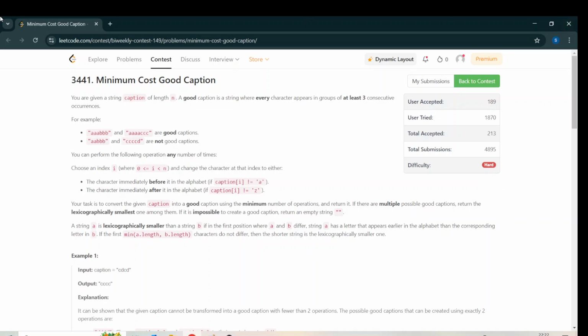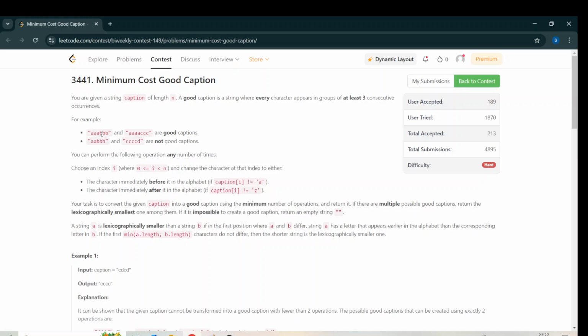Hello everyone. Today I am going to discuss the last problem of LeetCode Biweekly Contest 149, which is Minimum Cost Good Caption. So what is the problem? We are given a string caption of length n. A good caption is a string where every character appears in a group of at least three consecutive occurrences.